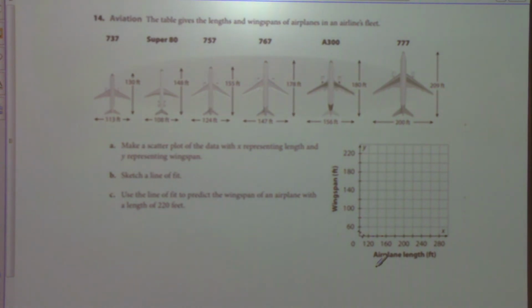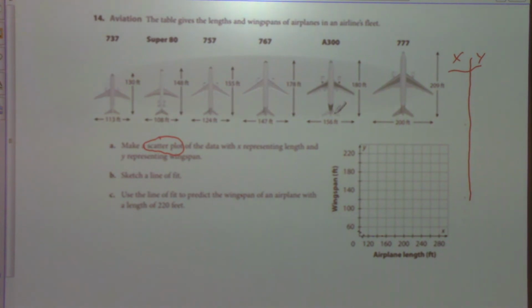Now aviation, we have this thing right here. So again, we're looking for a correlation between wingspan and length. And we're introduced to this thing where we're making what we call a scatter plot. We're going to work more with scatter plots tomorrow. But how would you set this one up? I would do the same type of thing, right?